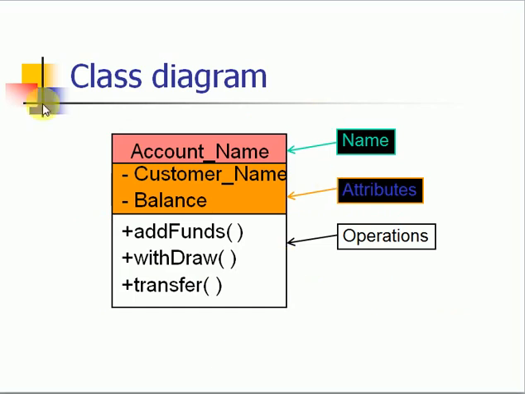This is an example class diagram, where the account name is the name, the attributes are customer name and balance, and other operations are add funds, withdraw, transfer. These are all the operations. It's an example for a class diagram.